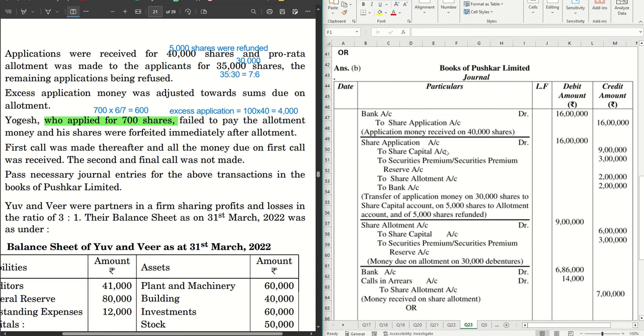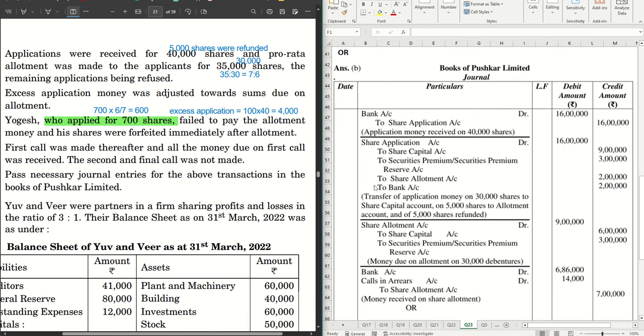This will be on the number of shares being issued, which is 30,000, into the face value, which is 30 rupees for application, because 40 includes rupees 10 premium. So 30,000 into 30, which is 9 lakhs. Then you have securities premium reserve account. 10 rupees is the premium on 30,000 shares. So 30,000 into 10, 3 lakhs is your premium that gets credited here.